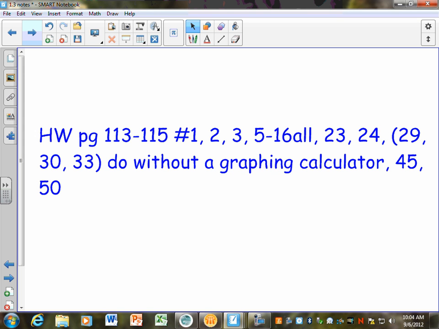And then 23, 24, and going through the rest of those, some of those are just talking about the graphs, some of those are actually graphing. The directions say do with the graphing calculator, but I want you to do those without a graphing calculator. So even if you have one, I want you to try to graph those by hand, and we'll talk about where we are with those tomorrow. Okay?